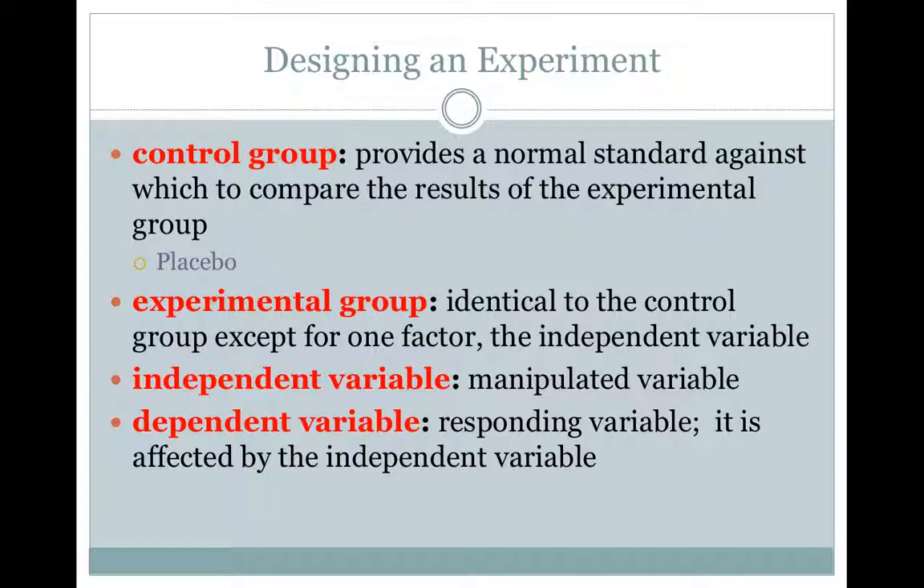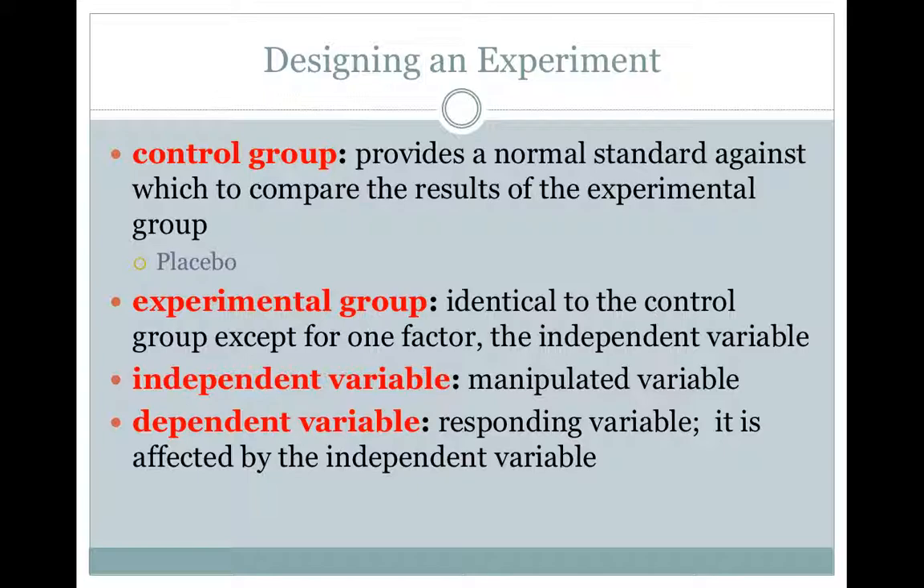We always need a control group. The control group is the group that we're not going to do anything to. It provides the standard for comparison. It's the baseline, so that when I do the experiment, I know if what I change actually worked because I have this group over here I can compare it to.